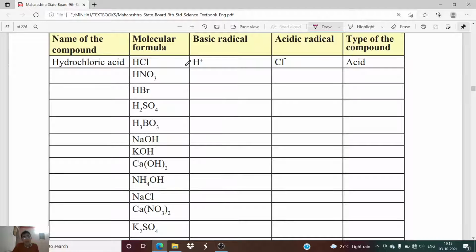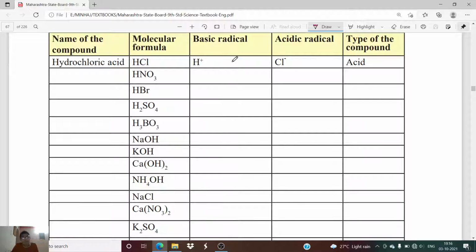Now let me tell you that the positive radical is nothing but the basic radical in a compound, and the negative radical, or the element which has a negative sign, is nothing but the acidic radical. Both are nothing but ions of the compound. So H plus ion and Cl minus ion. Hydrogen has a positive charge and chlorine has a negative charge.